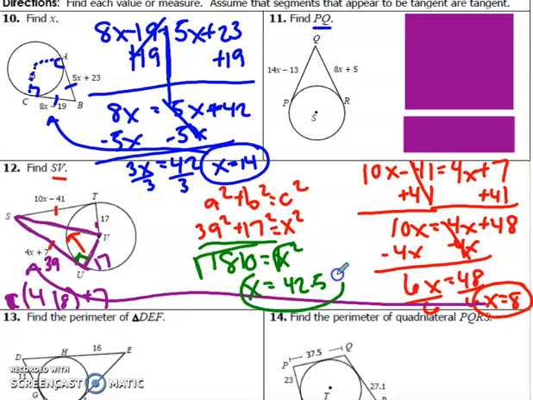So that is how long it is from S to V. That number makes sense because it's the biggest number out of that right triangle. So man, that was hard.